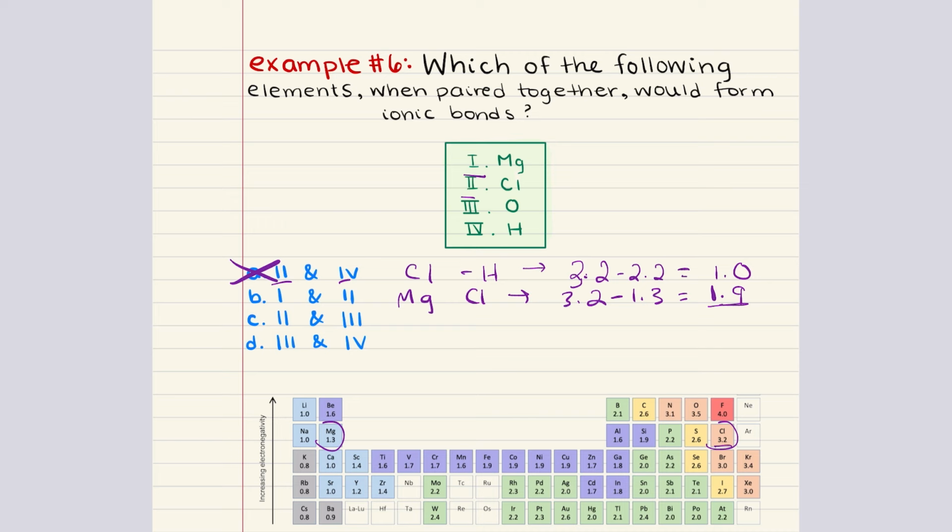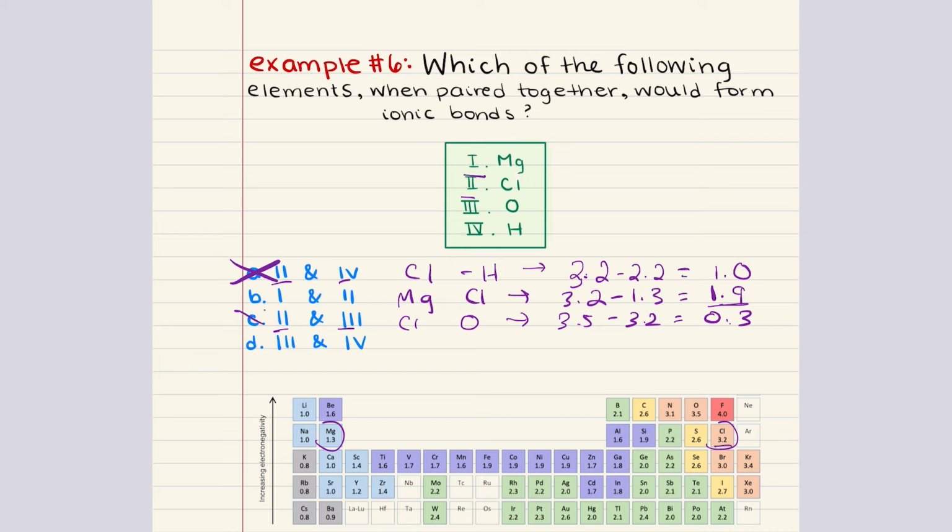C says element 2 and 3. Element 2 is chlorine, element 3 is oxygen. If we take the electronegativity difference, 3.5 minus 3.2, we get a difference of 0.3. This falls in the range of non-polar covalent bonding, not ionic bonding.